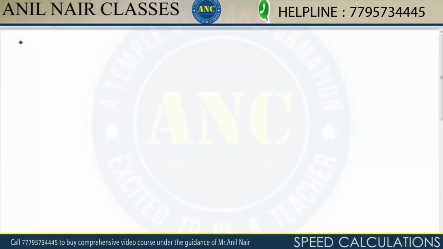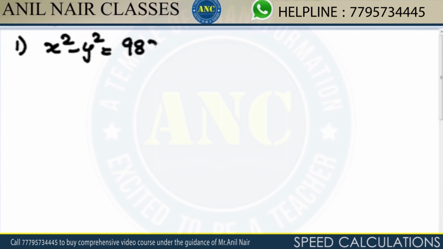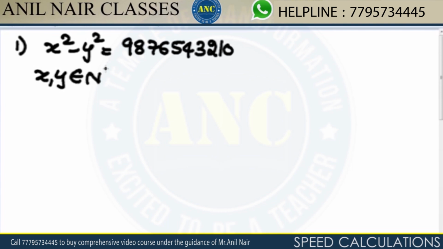Now, first question: x square minus y square equivalent to 9876543210, where x, y are natural numbers. The root cause of the problem is that x, y are natural numbers.